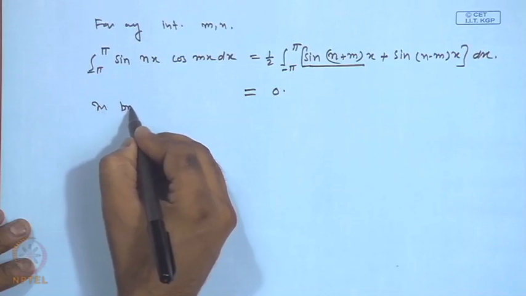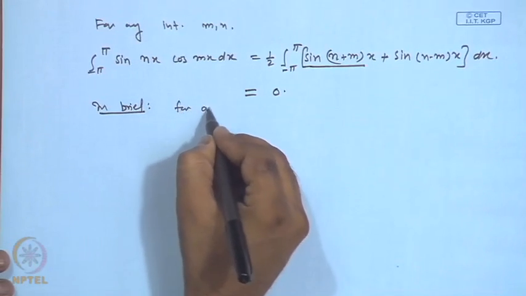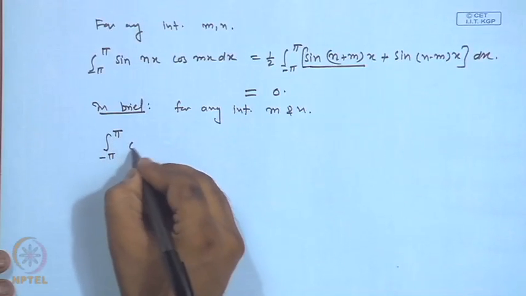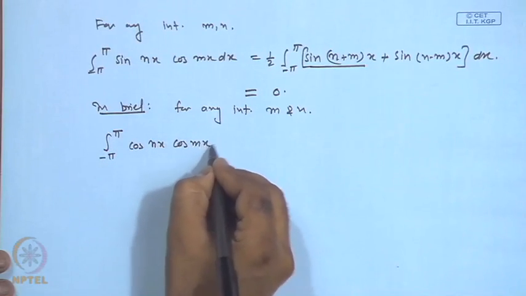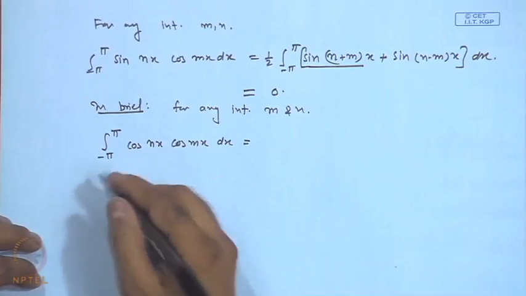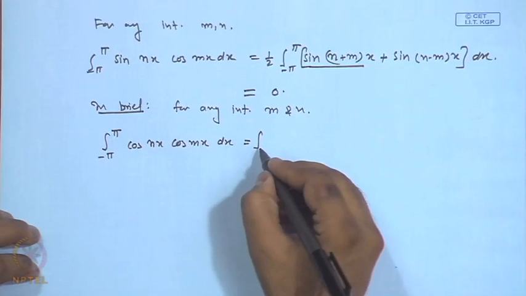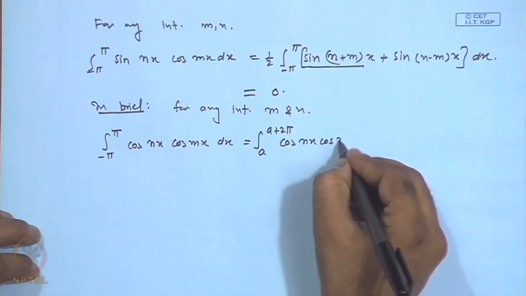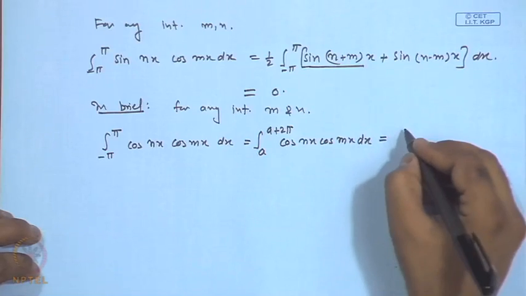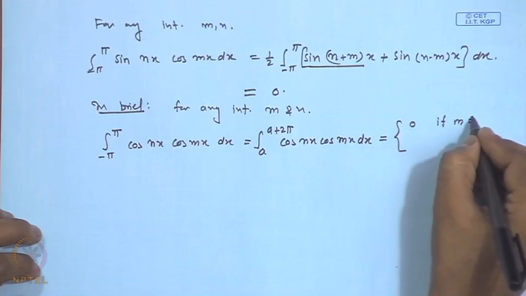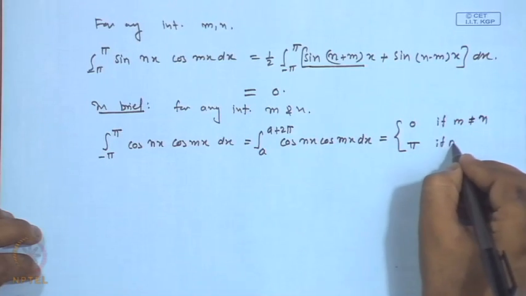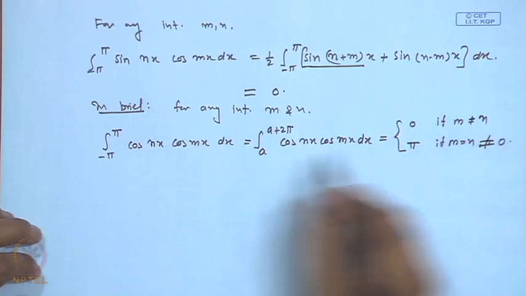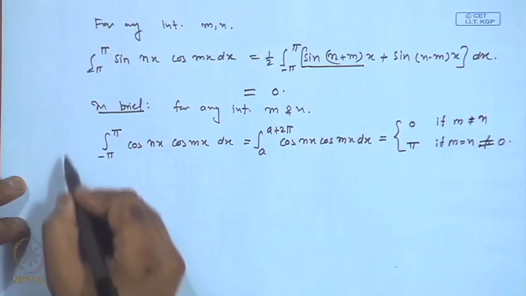So, in brief, what we got for any integers m and n, we have the following result: from minus pi to pi, if we integrate cos nx cos mx dx, or it is a property of the periodic function that instead of minus pi to pi, we can go for any a to a plus 2 pi, it will be the same. We have cos nx and cos mx dx, and this will be 0 if m is not equal to n, and will be pi if m is equal to n, because in that case we have the square here, and of course, these should not be equal to 0, otherwise we will have 2 pi value here. So, this is one result we have.